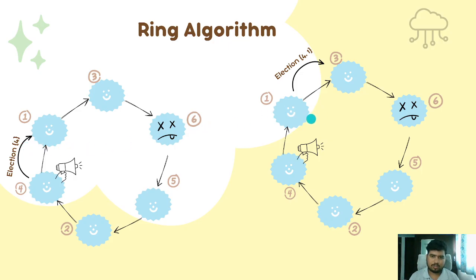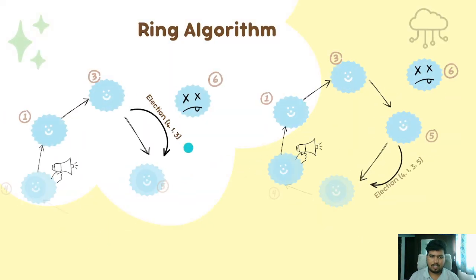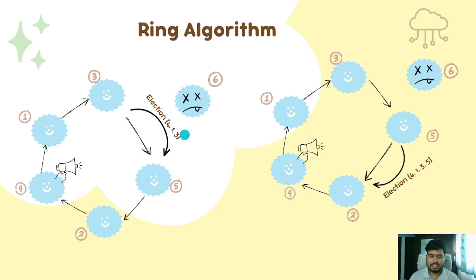One gets the message from 4 and it sends that message to its next neighbor, that is node number 3, along with its own ID. So it adds its own ID in the message and sends this message to node number 3. 3 also did the same. It adds its own ID and sends that message to the next node, that is the fifth node. Because the sixth node is the dead node, the sixth node is out of the ring now. Fifth also did the same thing. It adds its own ID into the message and sends that message to its next node, that is node number 2.